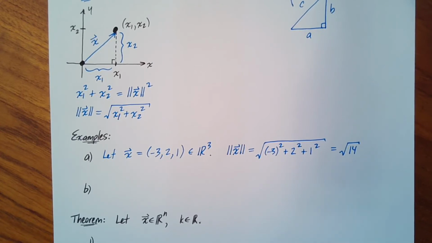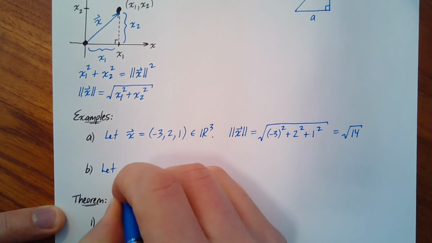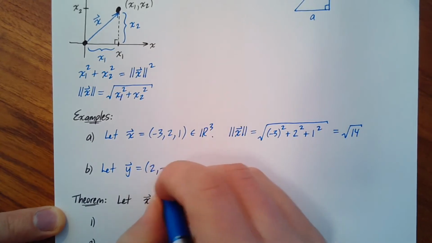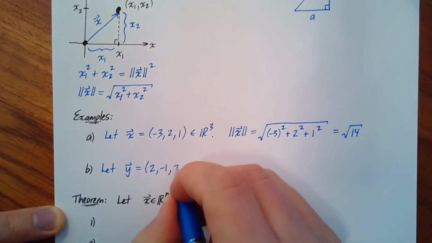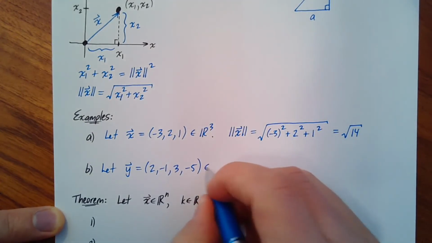Let's do an example of a vector that's in a higher dimension. So let's say a 4-dimensional vector. How about we get the vector y, which is going to be given in terms of its coordinates like this. We've got 2, -1, 3, and -5. So that's a vector in R4.